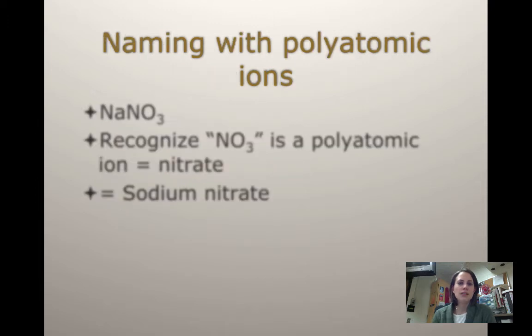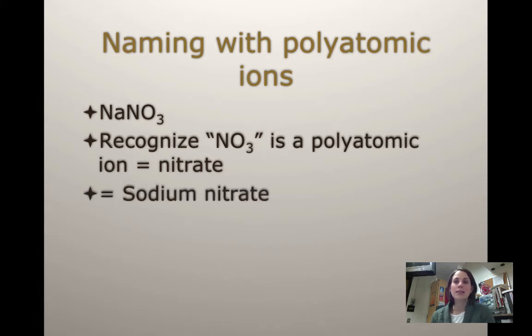Okay, let's see some formulas and write the names from those so we can recognize the polyatomic ions. So I have something like NaNO3. I need to recognize that NO3 is the polyatomic ion and its name is nitrate. Na I should be familiar with, that's sodium, and so I just name it exactly like we were doing before. I name the cation first, which is sodium, and then I name the anion second, which is nitrate. So the name is sodium nitrate.